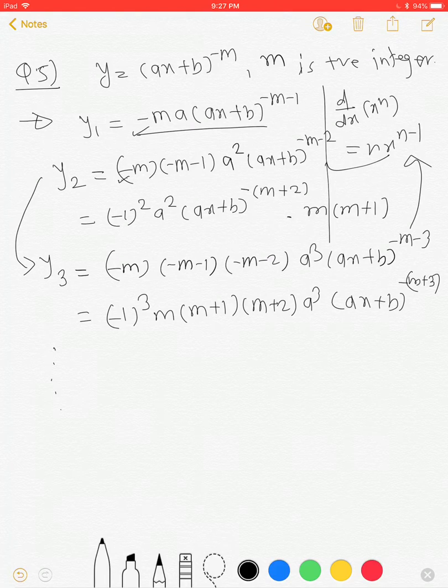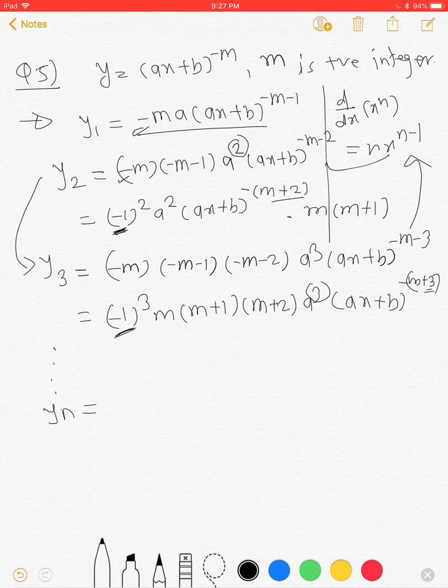So by observing its pattern, we can generalize this up to the nth derivative. What is our observation? In the first derivative there is only one minus sign. In the second derivative there are two minus signs, that's why we have written this as minus 1 to the power 2. In y3 there are three minus signs, so we have written this as minus 1 to the power 3. Here the power of a is 2, here the power of a is 3. Similarly, see this minus of m plus 3, minus of m plus 2.